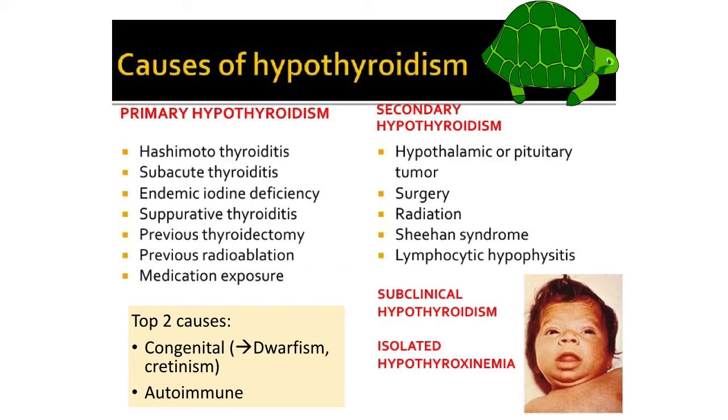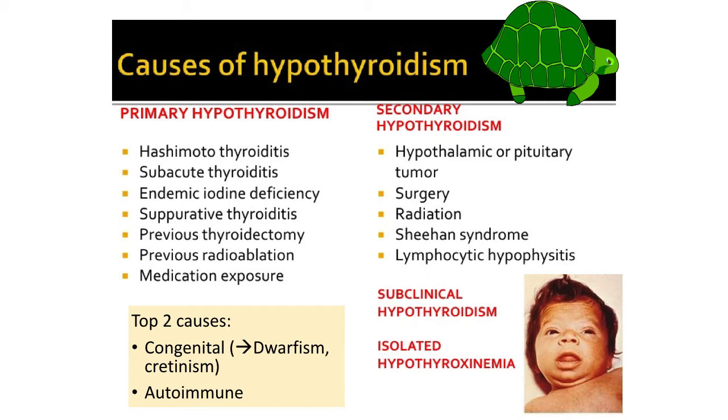You can get infections of the thyroid gland. You could have a thyroidectomy, so somebody had hyperthyroidism previously. We go in and we remove a chunk of the thyroid gland, and now you're hypothyroid. You could have had radioablation. Again, same thing. We needed to destroy part of the thyroid gland. We've destroyed more than we necessarily needed to, and you're now hypothyroid. We could have medication exposures. Top two causes are autoimmune and congenital.